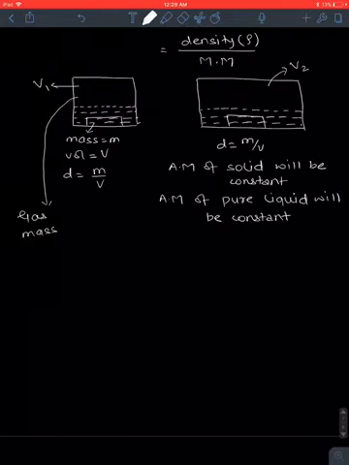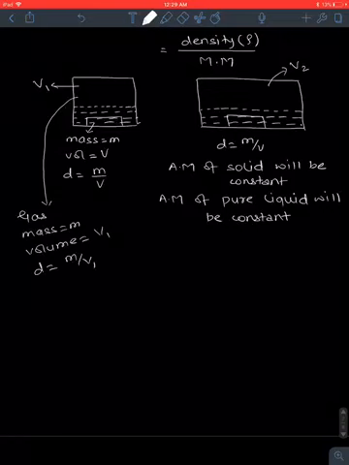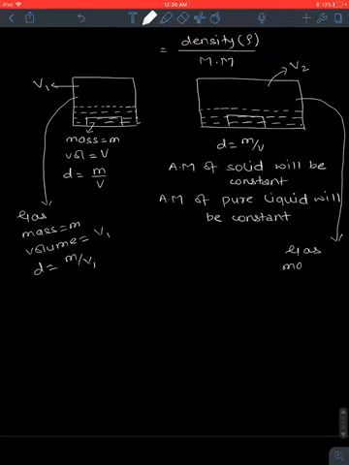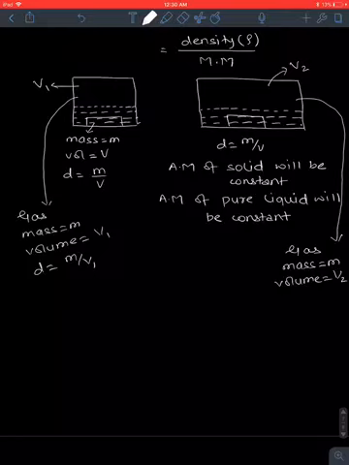But if I'm having gas in this container with mass m, then the volume occupied by this gas will be equal to the volume of the container, which is V1. So in this case, the density of gas will be m upon V1. And if the same mass of gas m is taken in the other container, the volume occupied by this gas will be V2, and its density will become m upon V2.